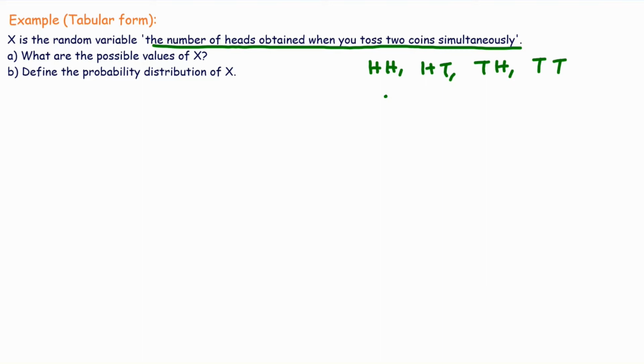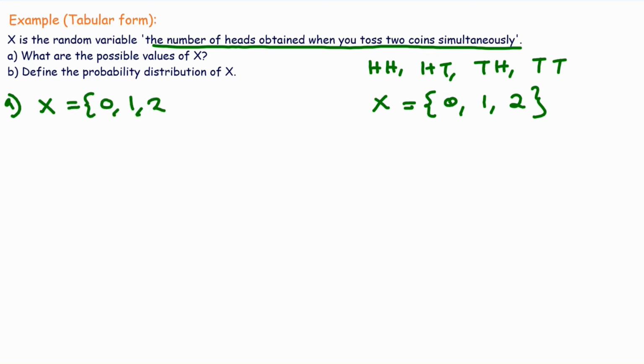But now here, the random variable X represents the number of heads obtained when you toss 2 coins. So you can have 0 heads obtained, for example when you have tail tail, you can have 1 head obtained when you have head tail or tail head, or you can have 2 heads obtained. So X can take the values 0, 1, or 2. Those are the possible values of X.